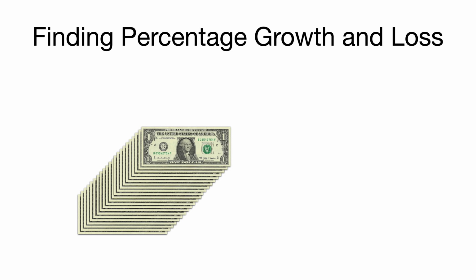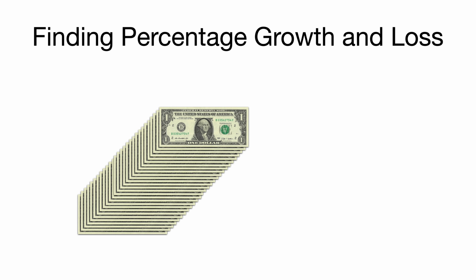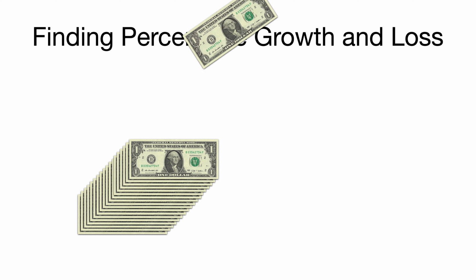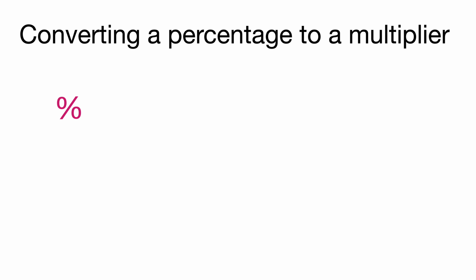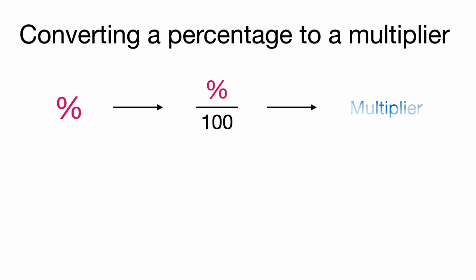In this video, we're going to learn how to calculate percentage growth, where your money is growing, and percentage loss, where your money is dwindling. To do this, the first thing we need to do is convert a percentage to a multiplier. And this is just easy 3 steps. First, you're just going to find your percentage. Then you're going to take your percentage, divide it by 100, and that's going to give you your multiplier.